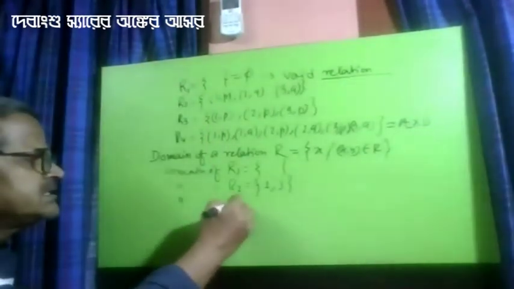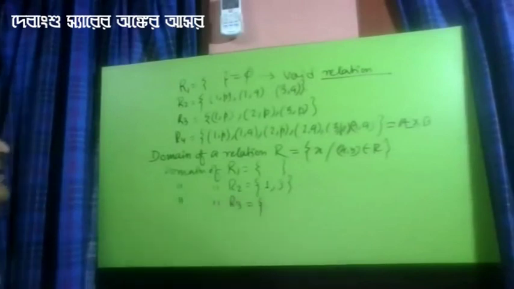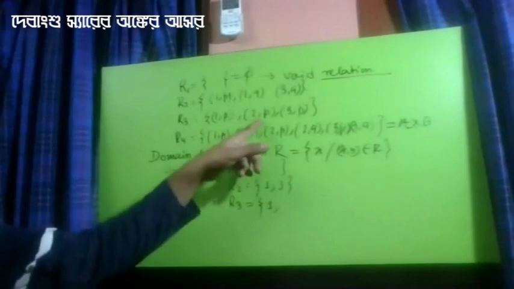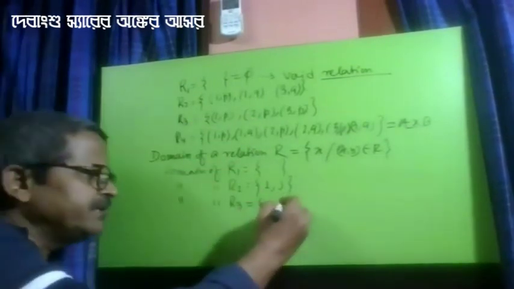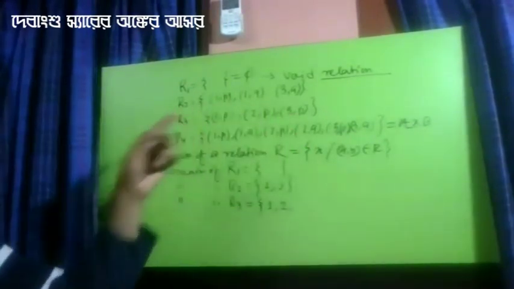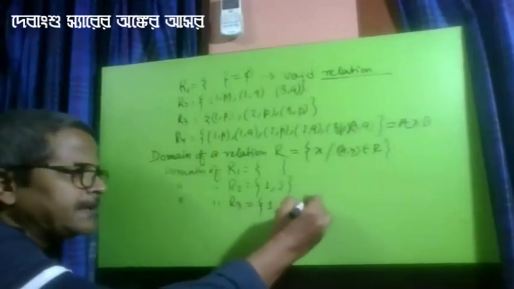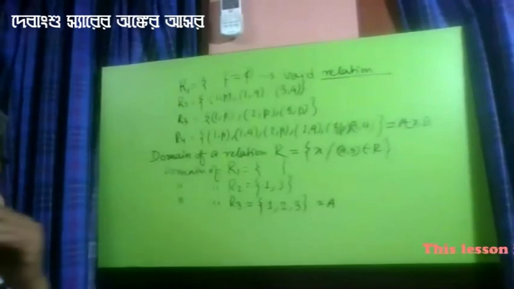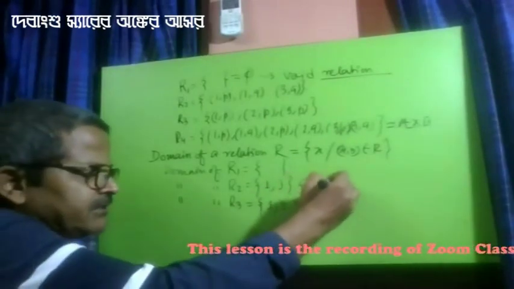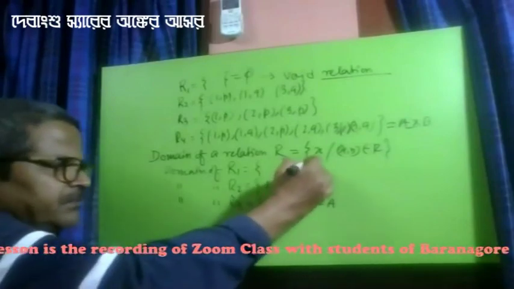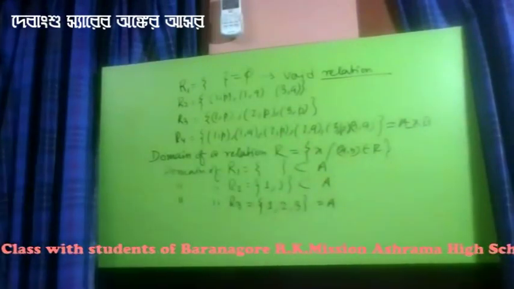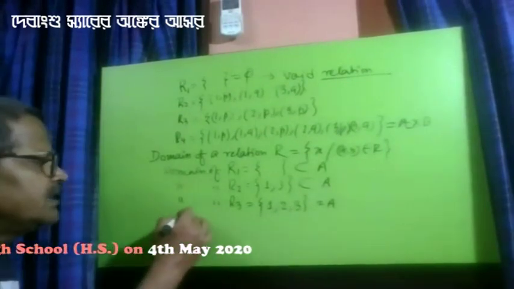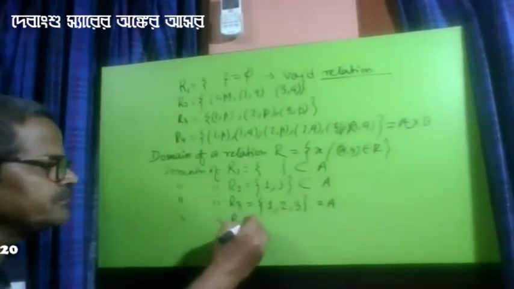Domain of R3, 1p is there, so 1. 2p is in R3, so 2 will be there. 3p is in R3, so 3 will be there. Now see, it is equal to A. But it is a proper subset of A. Because this is a relation from A to B.